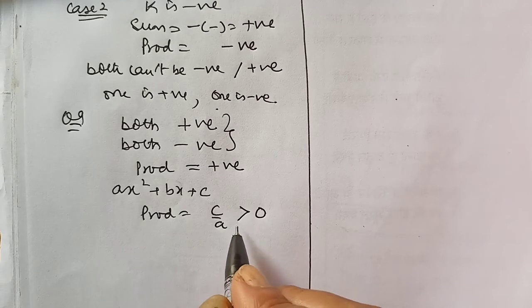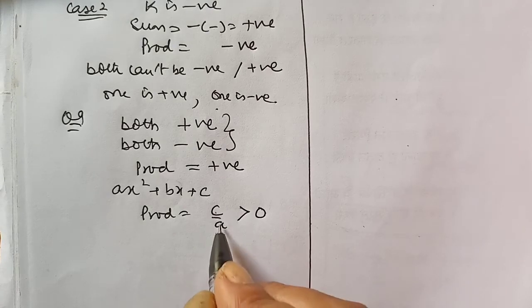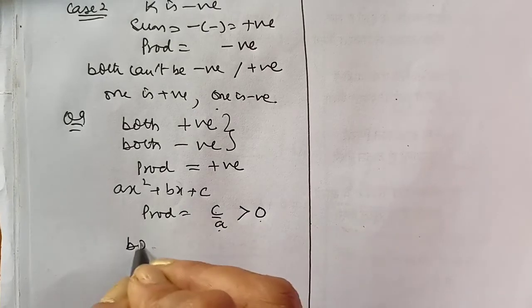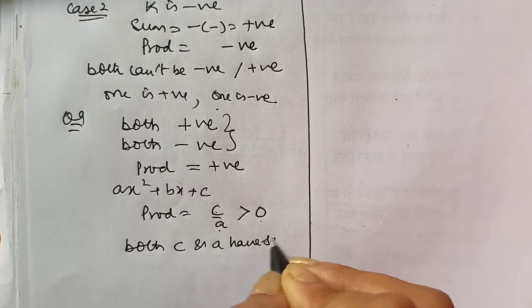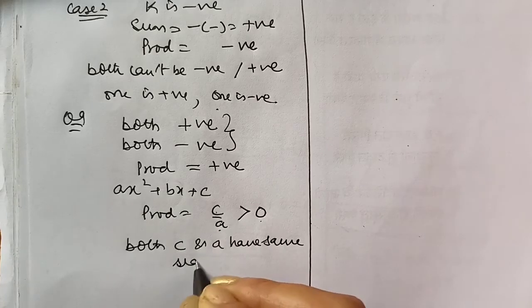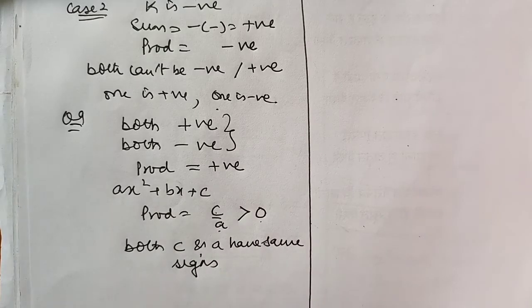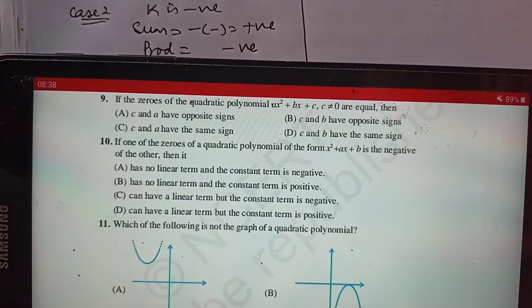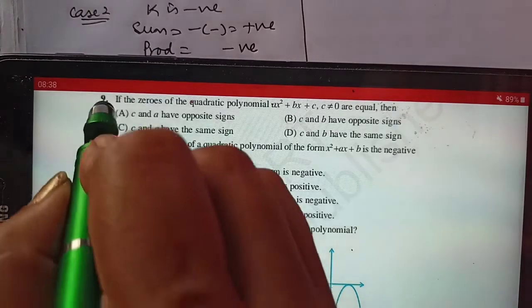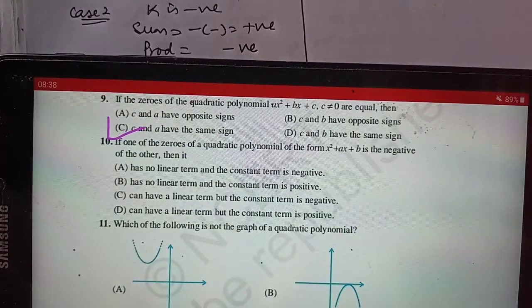And when is it possible that c over a is positive? When both c and a have the same signs. Then only they can be positive. Either both of them are positive or both of them are negative. Alright, so let us check out the options. Yes, c and a have the same sign. So option C is correct here. It gives us that option C is correct.